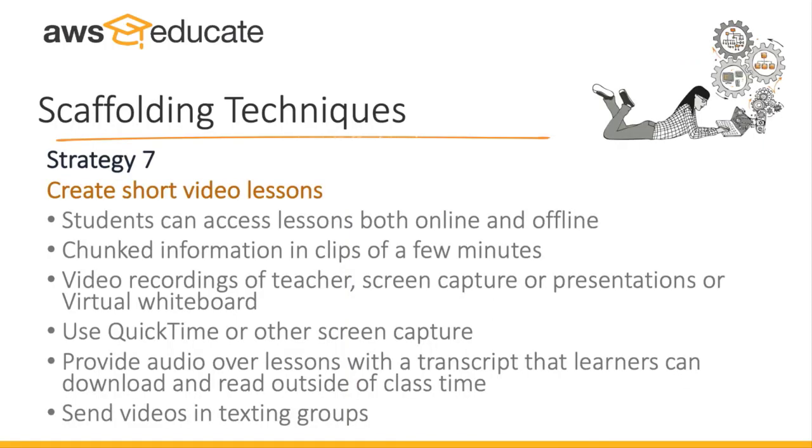Strategy 7, create short video lessons. Create short lessons for students to access both online and offline. For English learners, being able to access information to assist with their learning is essential. Create your own lessons that are short and can be accessed online or offline. These can be video lessons of you standing or teaching, or video screen captures of your presentations on your computer with an audio recording over top, similar to this webinar.